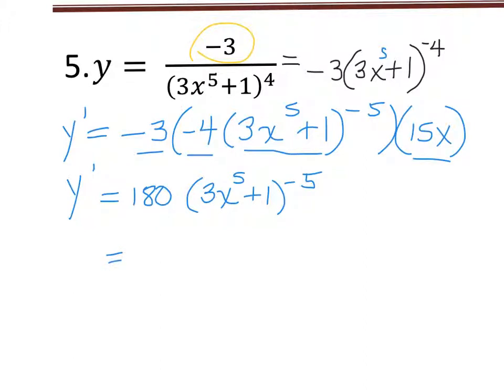Or if you'd like to turn that back into a positive exponent, although there's no need to, 180 over 3x to the 5th plus 1 to the +5 power, because you've moved it to the denominator. And either of those two answers is just fine.